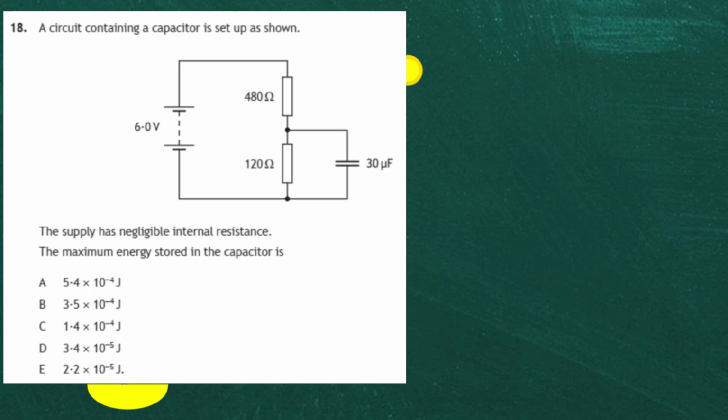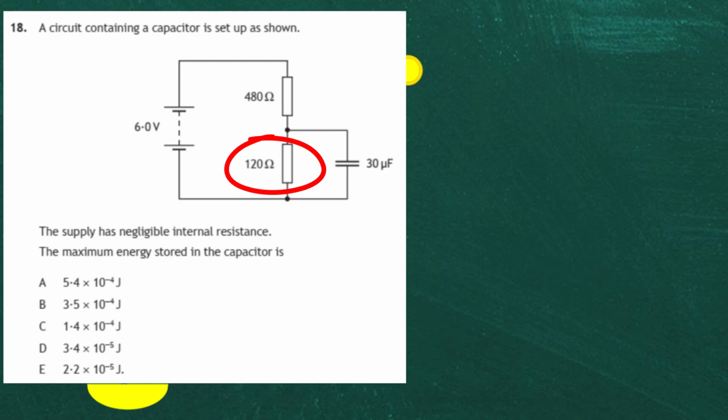Question 18 from section 1 of the 2017 Higher Physics examination from the SQA. A circuit containing a capacitor is set up as shown, and the supply has negligible internal resistance. The maximum energy stored in the capacitor is, and we're given 5 possible choices. So we have to find out first of all the potential difference across the 120 ohm resistor, and that will be the voltage across the capacitor, and from there we should be able to work out its energy.